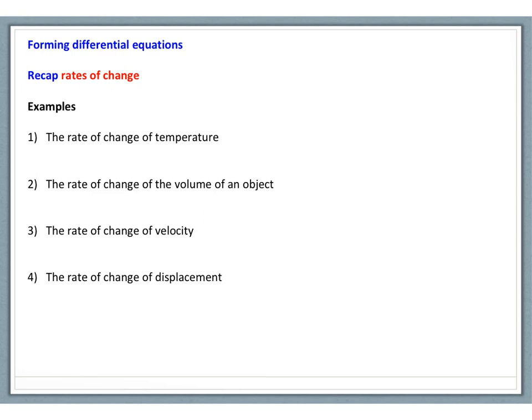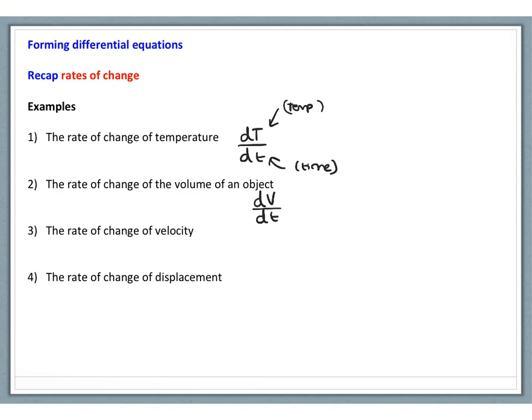So the rate of change of temperature with respect to time, dT by dt. And of course, capital T represents temperature, and in this case, lowercase t represents time. So that derivative represents how fast the temperature is changing over a period of time. The rate of change of the volume of an object. Again, if V represents volume, this is dV by dt.